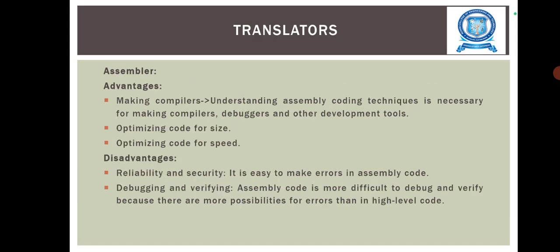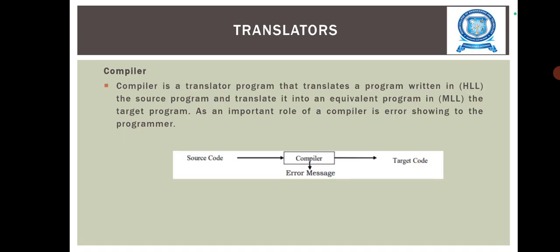Here we are going to see the advantages of the assembler. Making compilers: understanding assembly coding technique is necessary for making compilers, debuggers, and other development tools. Optimizing code for size, optimizing code for speed. Disadvantages: reliability and security, that means it is easy to make errors in the assembly code. Debugging and verifying: assembly code is more difficult to debug and verify because there are more possibilities for errors than in high-level code.